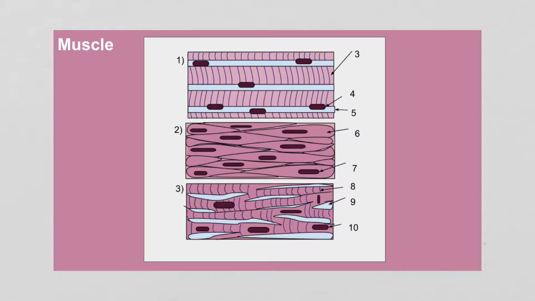The next tissue that we're going to look at is muscle tissue. Muscle tissue, whether it's skeletal, cardiac, or smooth muscle, is responsible for movement. All muscle tissue is highly cellular. It has very good blood supplies, and it has the ability to shorten or contract. Here we have examples of skeletal muscle, smooth muscle, and cardiac muscle.